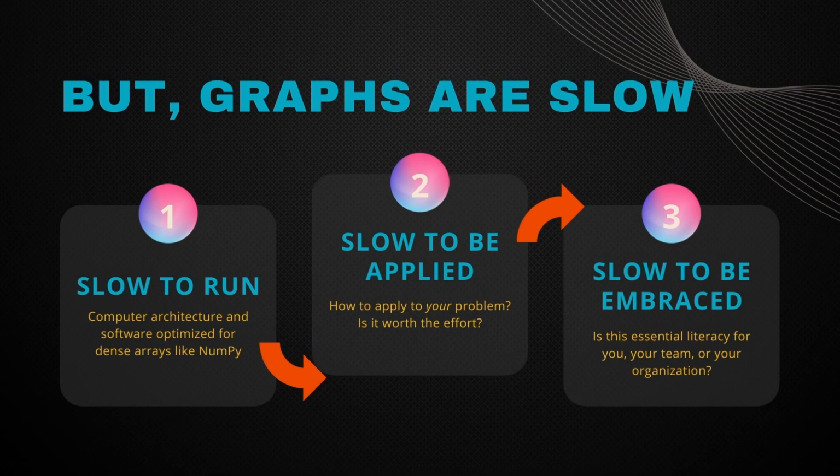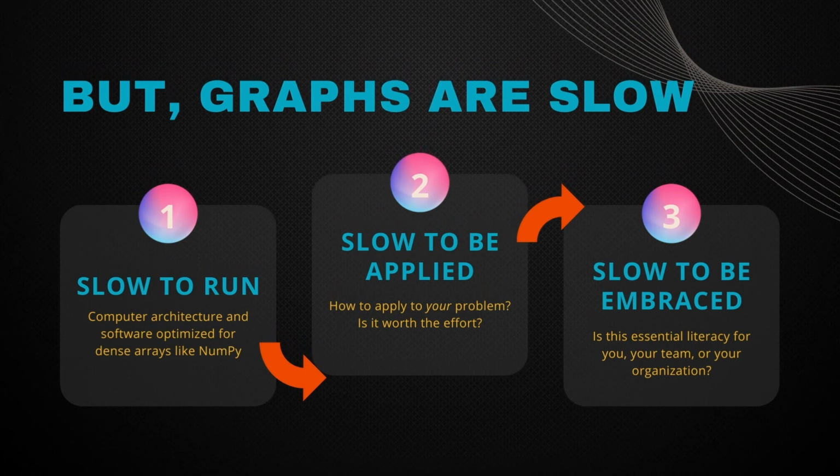However, it's not all rainbows and ponies, unfortunately. There are many factors that frustrate and hinder wider adoption of graphs. This includes technological challenges as well as social challenges. In a word, graphs are slow. One, they're slow to run. Computers have been optimized for decades to operate on dense arrays such as NumPy. Hardware simply isn't designed to operate on graphs efficiently. And software struggles between the competing goals of being fast or being flexible or being easy to use. It's hard to have all three.